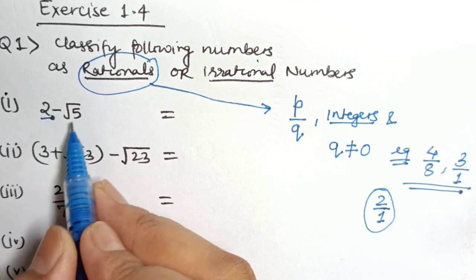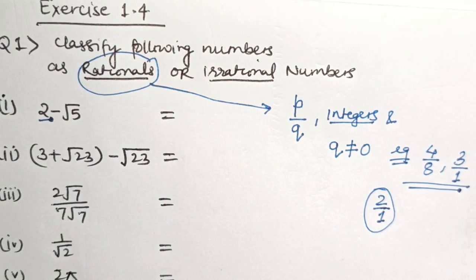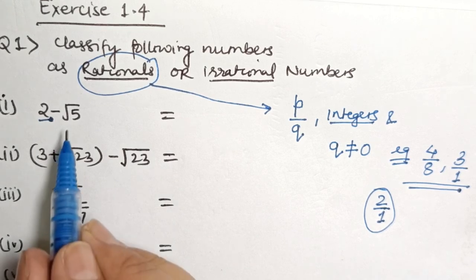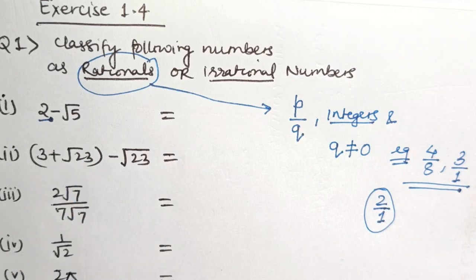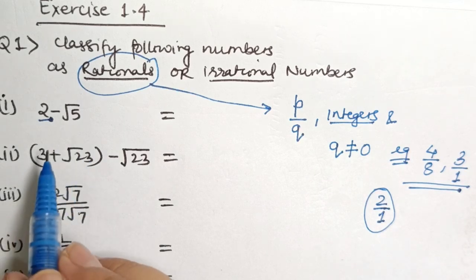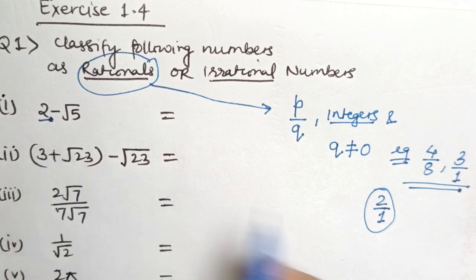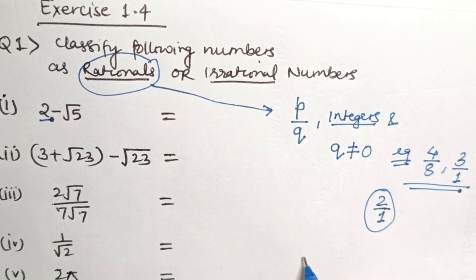Minus root 5 is what? It is an irrational number. Why irrational number? Because it is not a perfect square number. If it would be 4, then it would be a rational number, because 2 square is 4. Okay, so root 5 is not a perfect square number. That is why it is an irrational number.